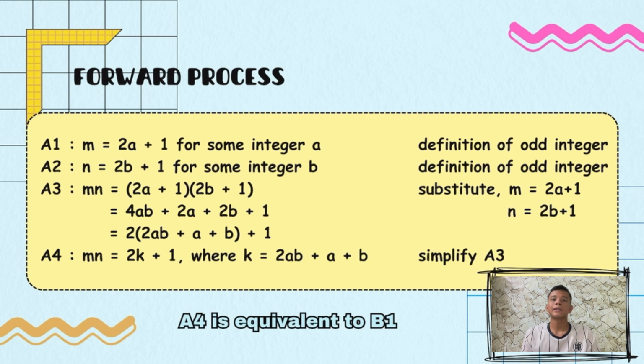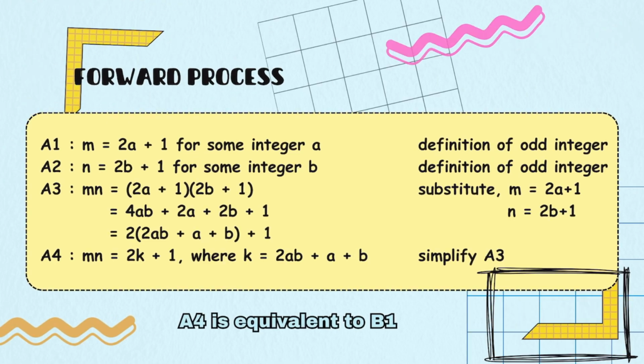Next, for statement A4, we simplify statement A3. We get m times n equals 2k plus 1, where k equals 2ab plus a plus b. So now we can see that statement A4 and statement B1 are equivalent. This is how we solve this kind of question by using the forward-backward method.